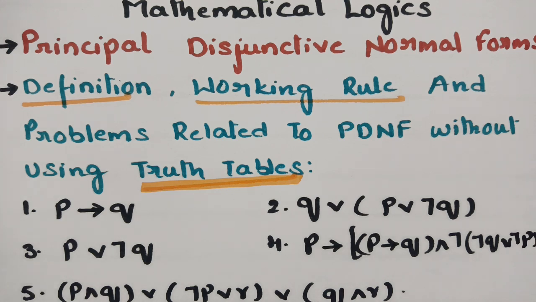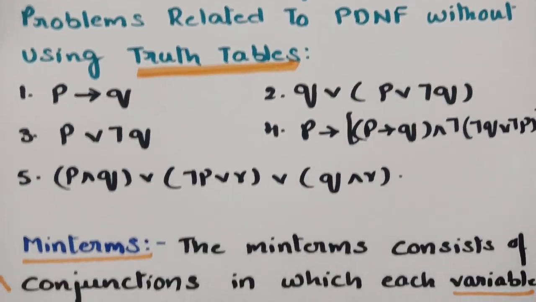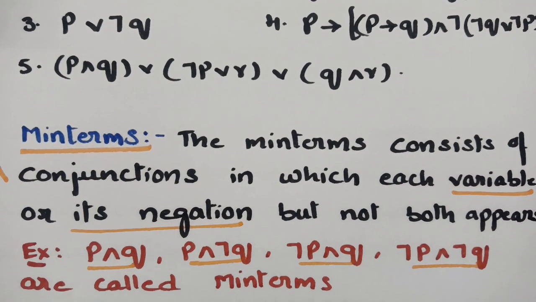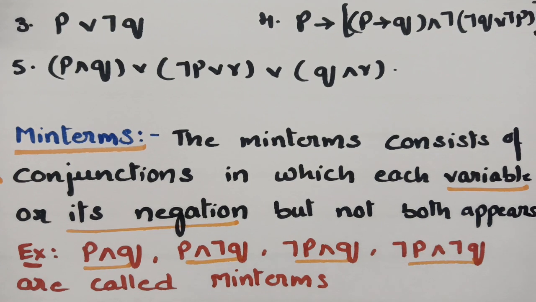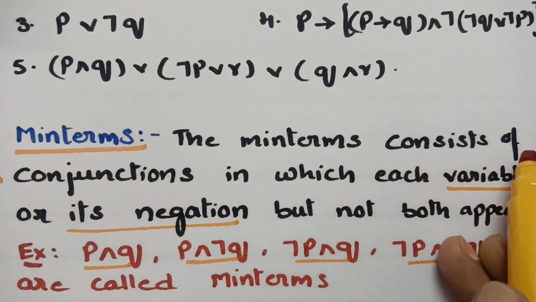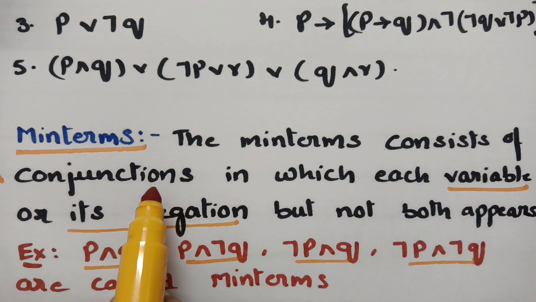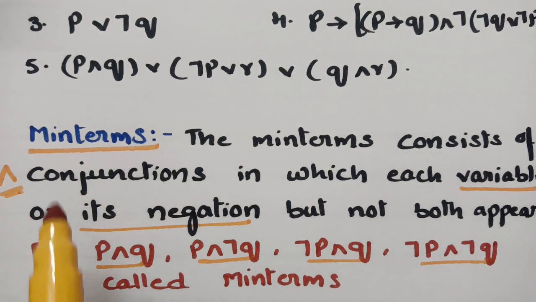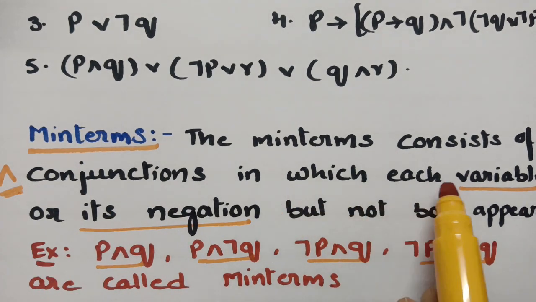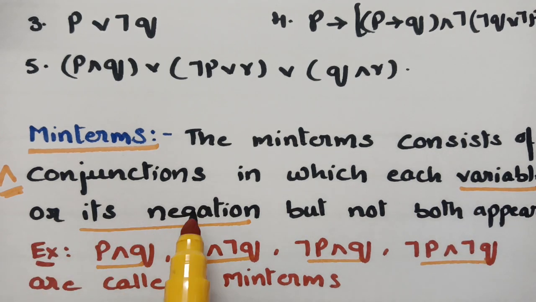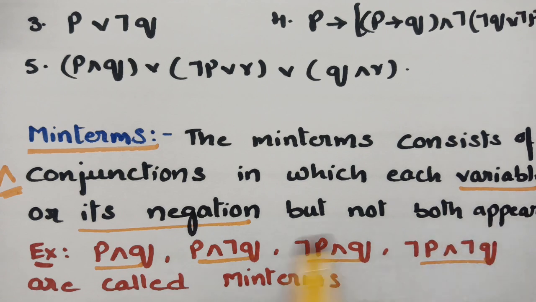In order to solve PDNF, first of all, you have to learn the definition. What is PDNF? Before going into that, we have to learn what a minterm is. So I'm going to explain what this minterm is. A minterm consists of conjunctions. The conjunction symbol is the product, in which each variable or its negation appears. If you take P as a variable, its negation will be negation P, the reverse statement of P, but not both appear.